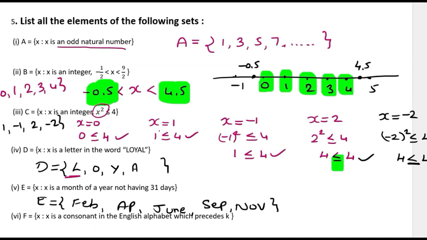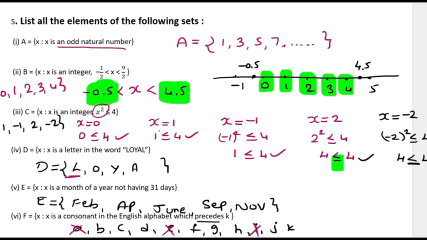So F is equal to collection of all x, x is a consonant in the English alphabet which precedes K. Which precedes K means, suppose A, B, C, D, E, F, G, H, I, J, K. Preceding alphabets you should see, and it should not be a vowel. It should be a consonant. It should not be A, E, I.